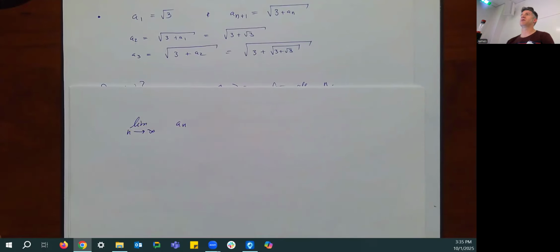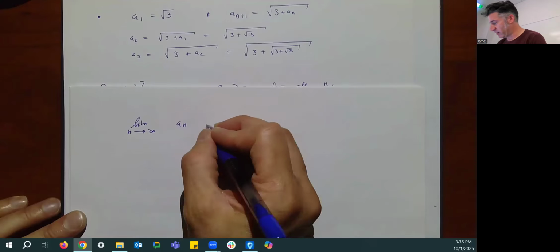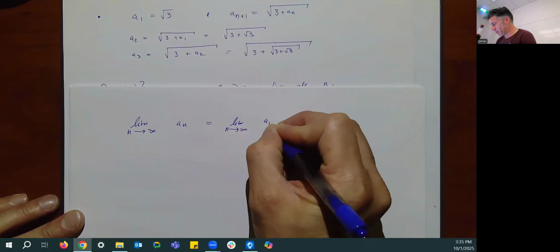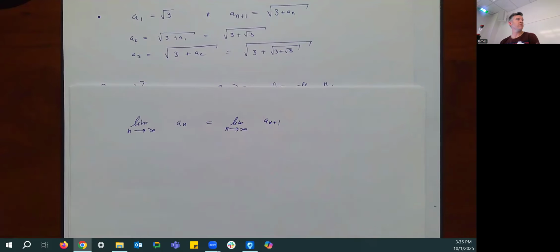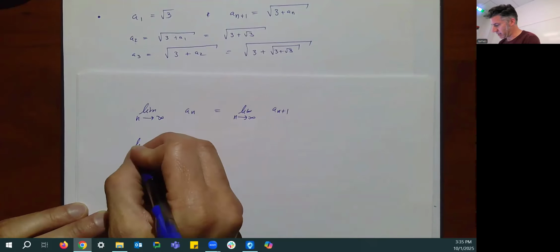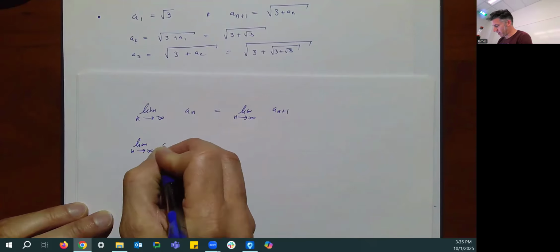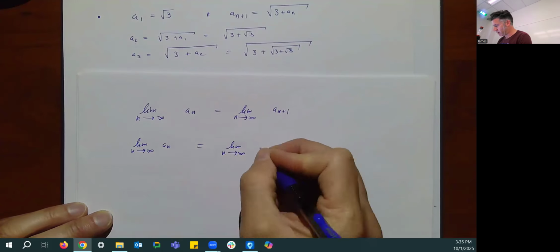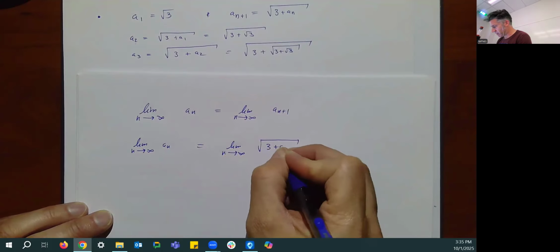Well, here's some good news. If a limit exists for a sequence, it doesn't matter if you find the limit of the nth term or the n plus 1 term. It's also true that this is equal to the limit as n goes to infinity of a sub n plus 1. So that means the limit as n goes to infinity of a sub n is equal to the limit as n goes to infinity of the square root of 3 plus a sub n.